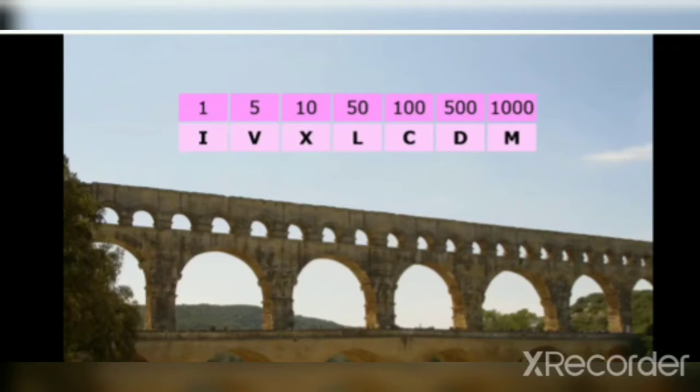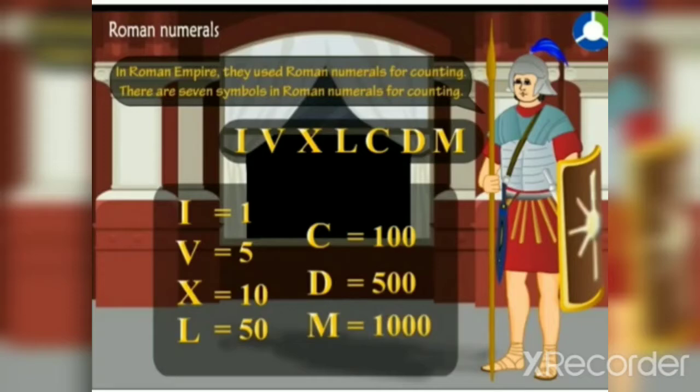The Romans used only 7 symbols to form numbers, which are given here on the screen. Various combinations of these 7 symbols are used to create numbers. In the Roman Empire, they used Roman numerals for counting. So there are 7 symbols in Roman numerals for counting.